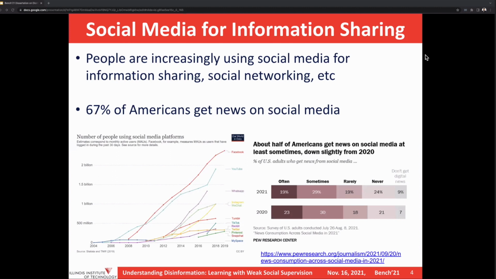However, fake news is actually not a new problem. Its detrimental effects are amplified by the use of social media. Social media has become a popular means for information sharing, for social networking, and so on. One recent post from the Pew Research Center shows that about 37% of Americans get news on social media. So it shows that social media is very important for information sharing nowadays.